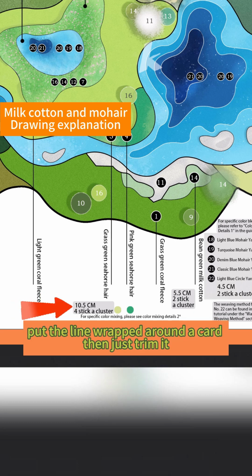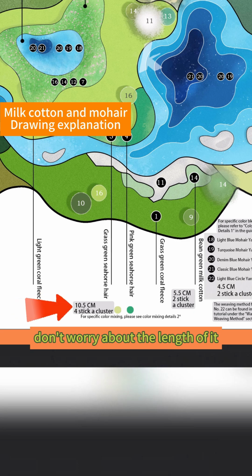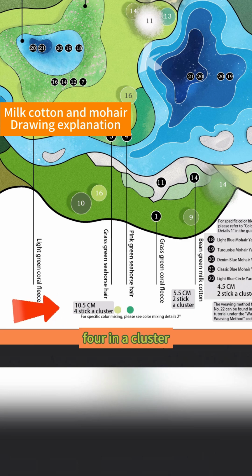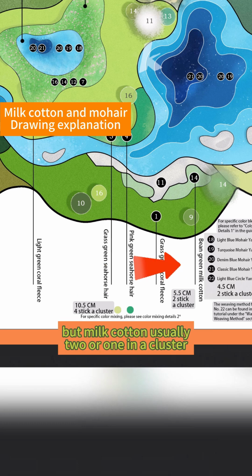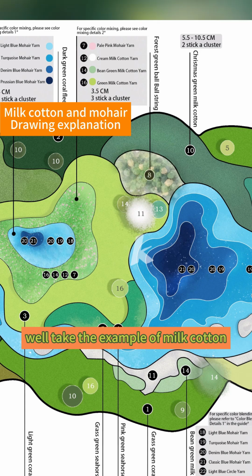Put the line wrapped around a card, then just trim it. Don't worry about the length of it. For crochet, it's a cluster of 4, and then it's woven. For example, mohair is thinner, but milk cotton is usually 2 or 1 in a cluster. Well, take the example of milk cotton.